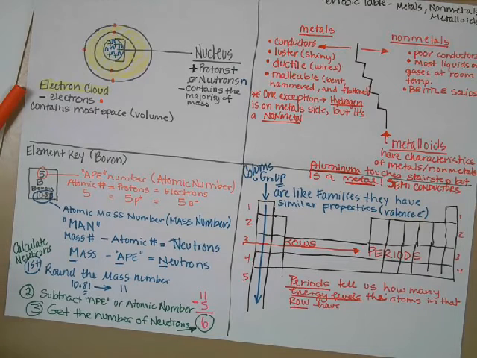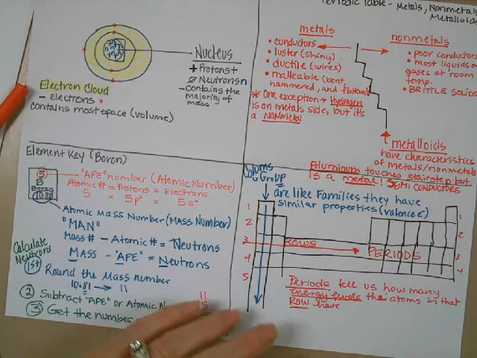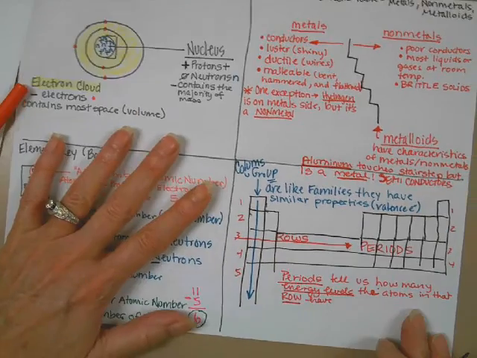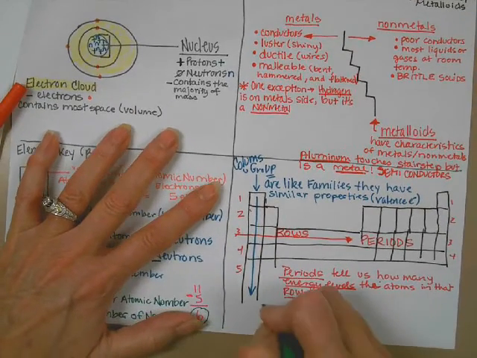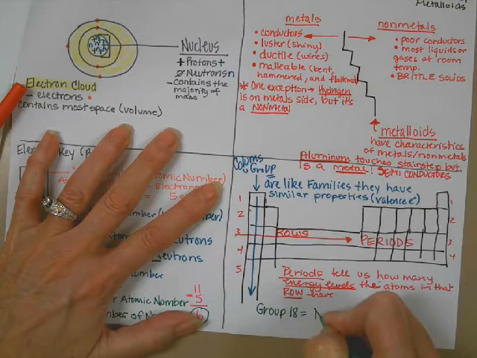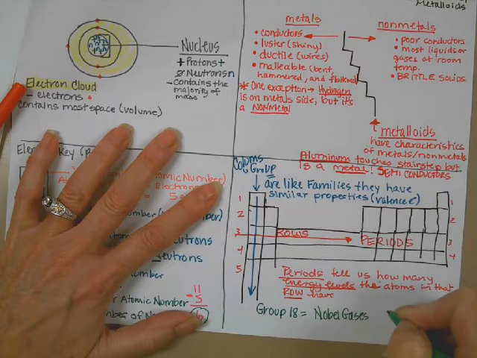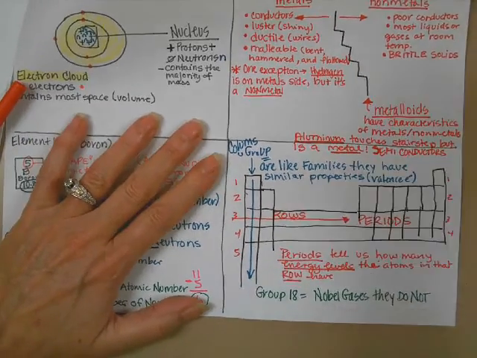All right, so when we look at this, we also know that there are certain elements that don't follow the rules of bonding. Remember, we said, first of all, there's one group that will not bond at all. So group 18 is the noble gases. They do not react or bond.